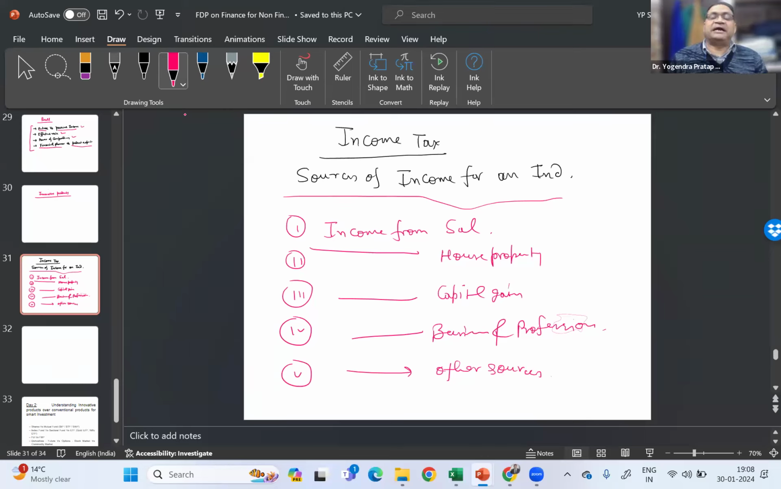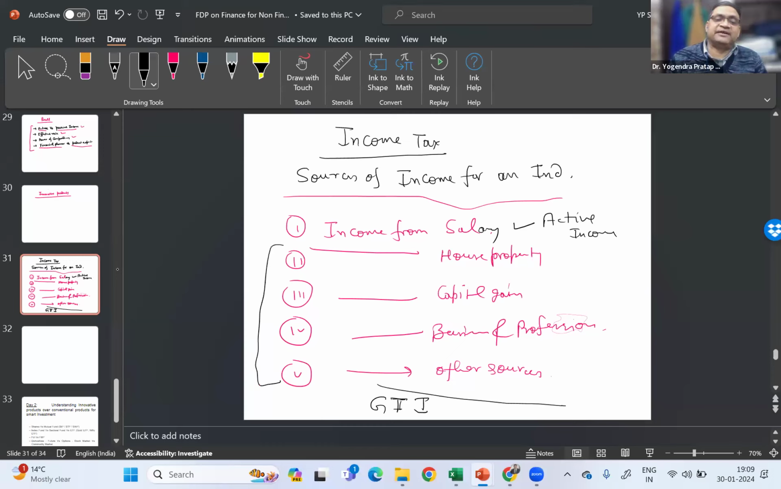Our income tax department says there are five sources of income for an individual. When we sum all these, we get what is known as gross total income. With this, we use deductions and we get the total income. Now see, income from salary is your active income. And all the others are your passive income.